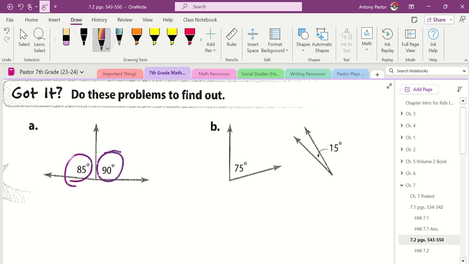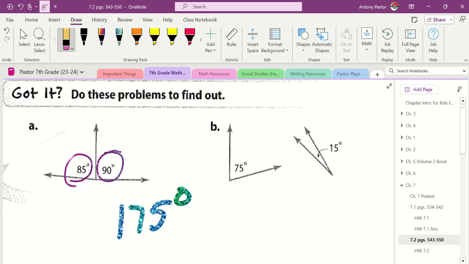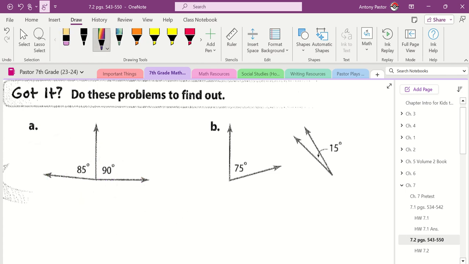So for A, 85 and 90 degrees. If I add those two together, what do I get, ladies and gentlemen? 175 degrees. So are these two complementary, supplementary, or neither? Neither, because they do not add up to 180 or 90. Right off the bat, I can immediately cut out complementary, because one angle is 90 and the other is 85, and if I'm adding, it's already going to be bigger than 90. So, not complementary. We checked whether it's supplementary, and it wasn't.